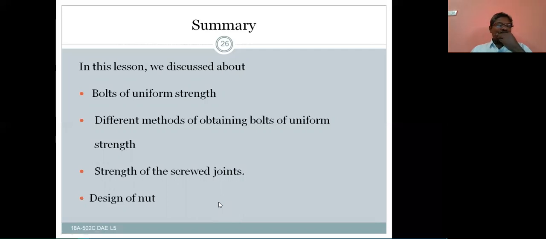So design of nut also. These are the four points: bolts of uniform strength, different methods of obtaining bolts of uniform strength, strength of the screw joints, and design of nut.